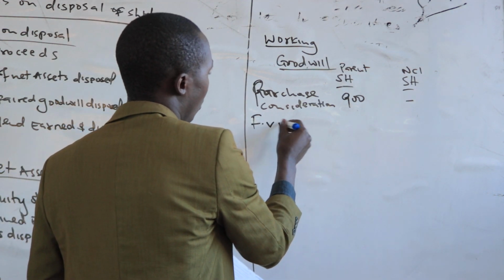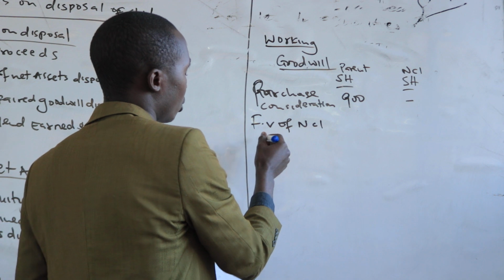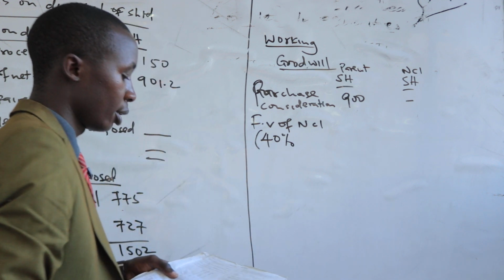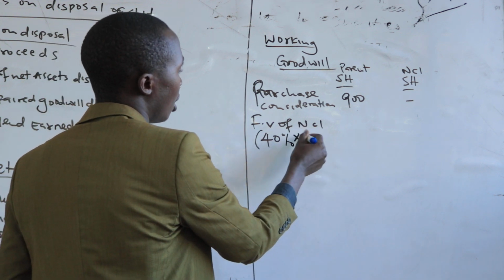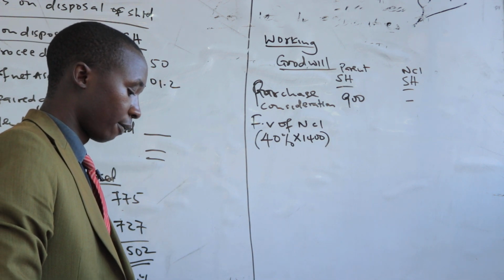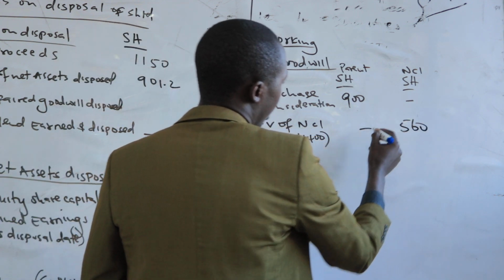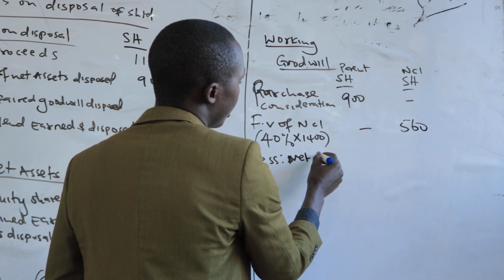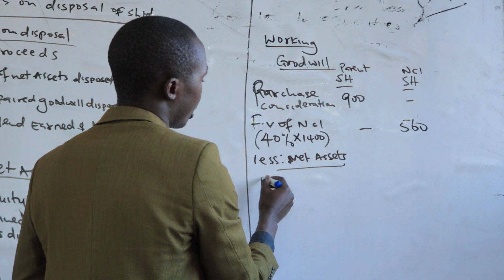Then the fair value of NCI. We were told to use the proportion of net assets. Remember the NCI is 40%, because S was controlled up to 60%. So the non-controlling interest is 40%. You multiply the net assets, under the proportion of net assets method, that is 1400 multiplied by 0.4, and I get 560. Then we subtract the net assets acquired. You were told that the net assets were 1400.